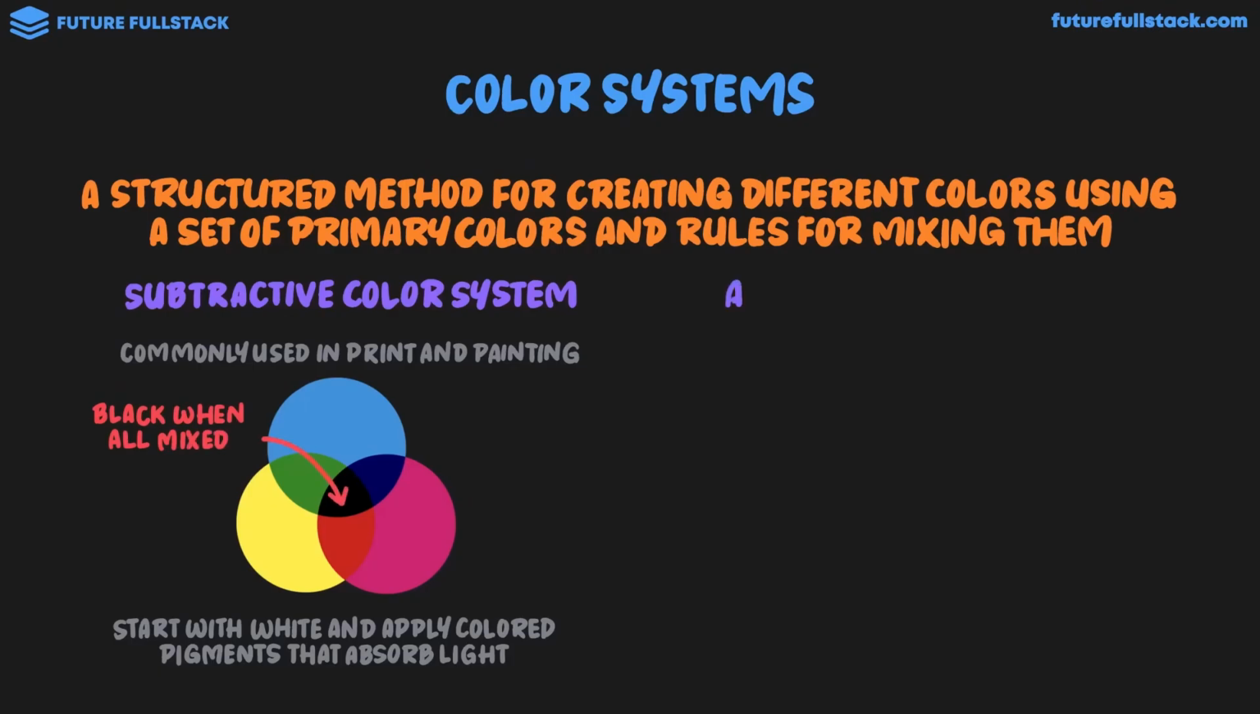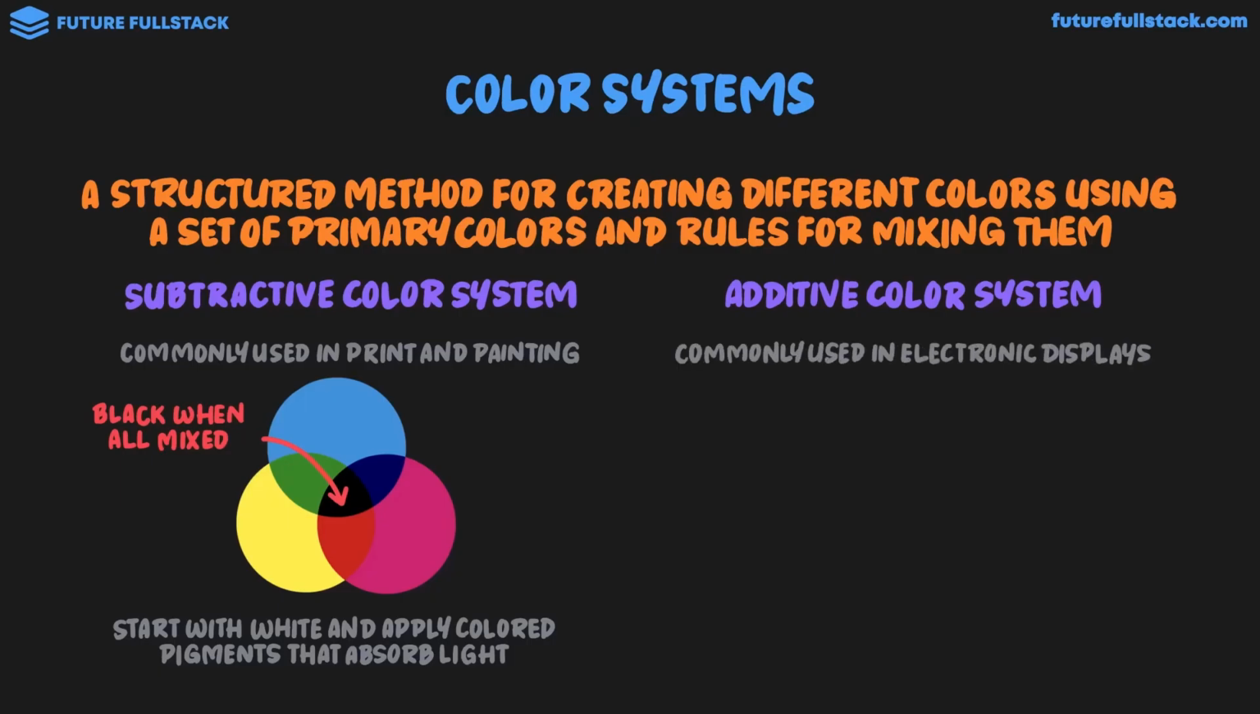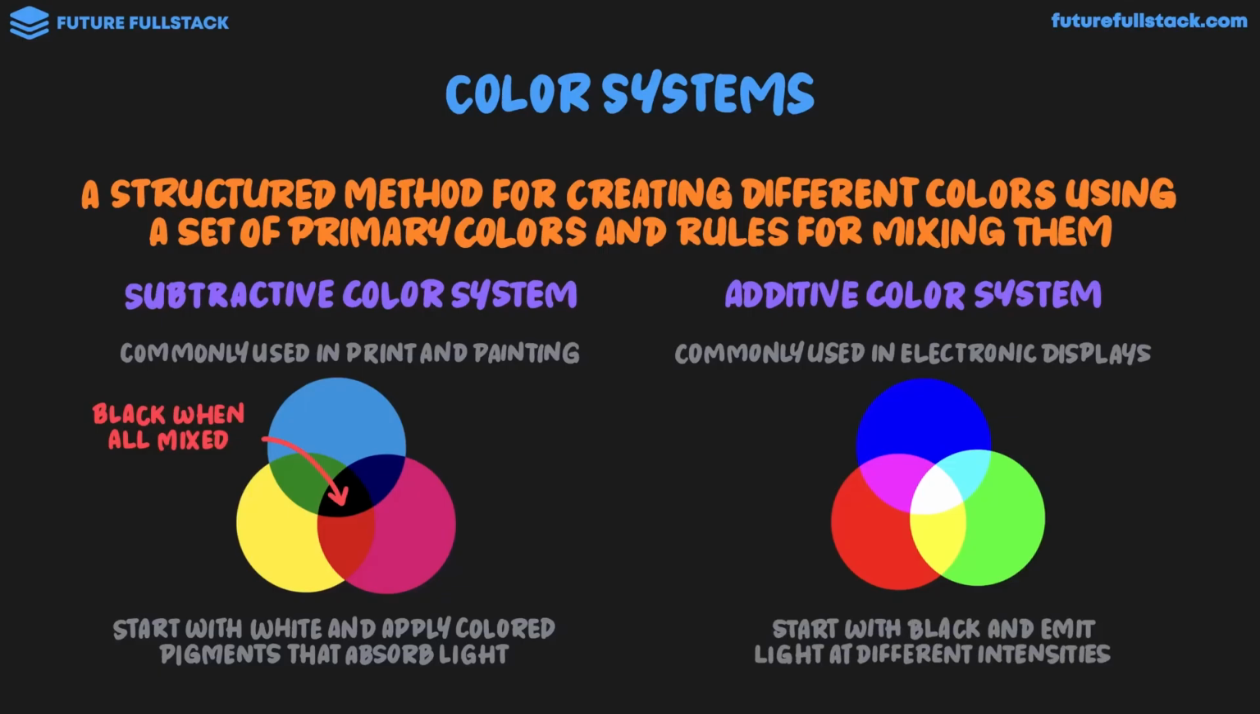Now on the flip side, we have an additive color system. This is commonly used in electronic displays. The primary colors here are red, green, and blue, often abbreviated to RGB, a concept we'll look at soon. In additive color systems, we start with black and emit light at different intensities. Think about it, before your screen is on, it's black, and once it's on, it's emitting light at different intensities. When red, green, and blue are all combined at their maximum intensities, the result is white when all mixed. The additive color system is the complete opposite of the subtractive color system.